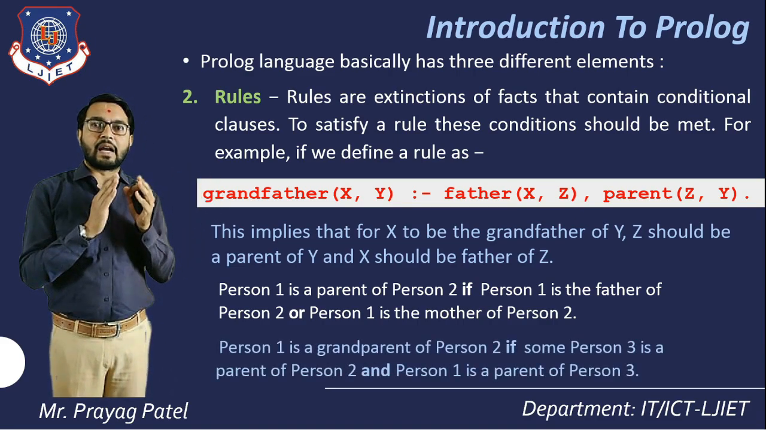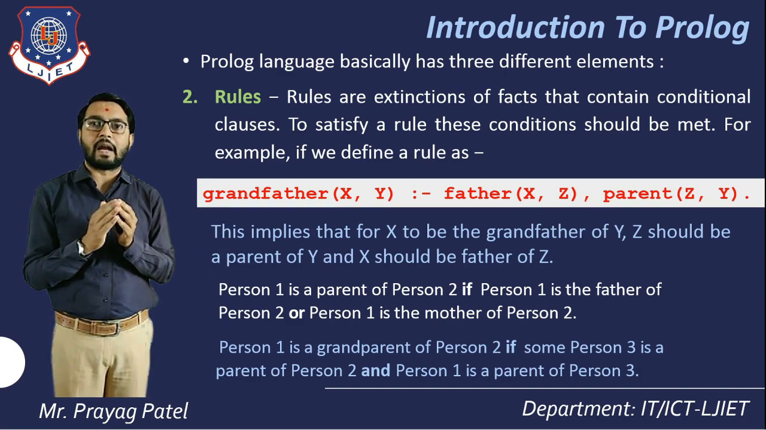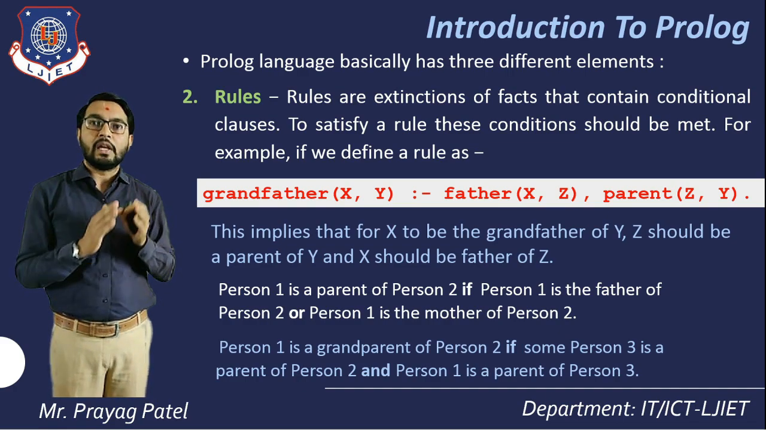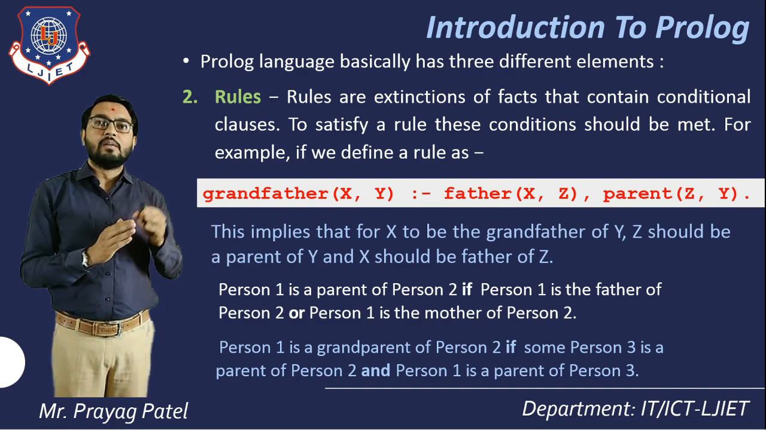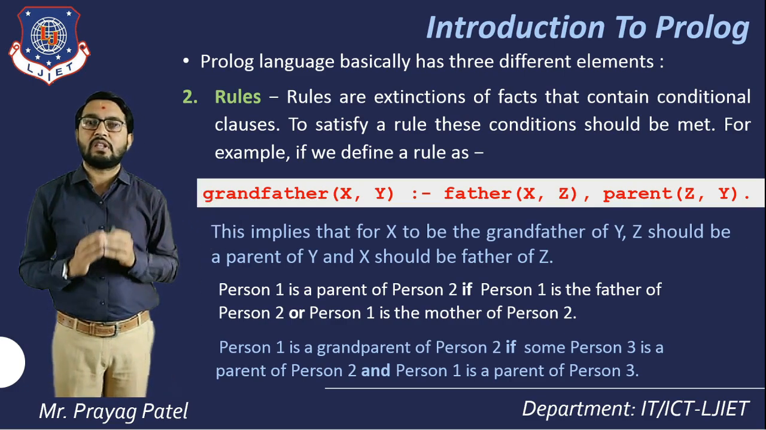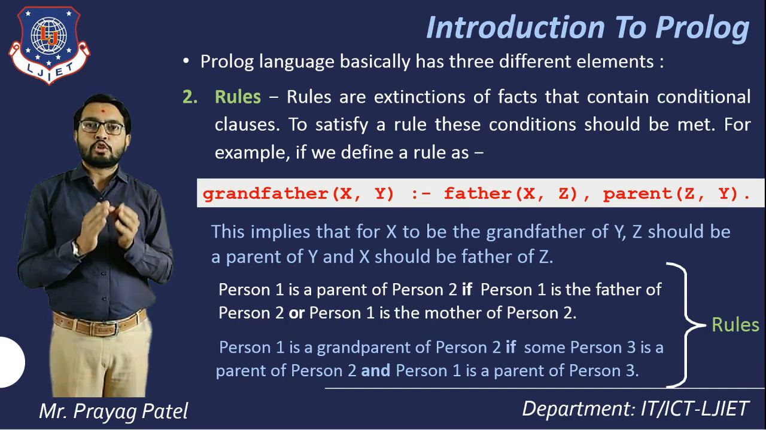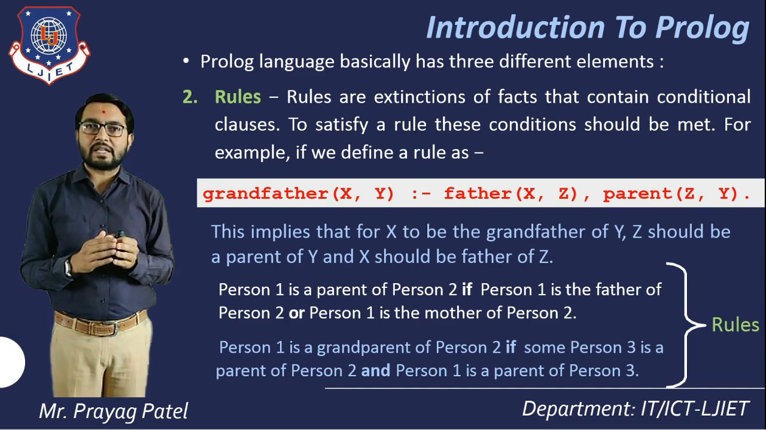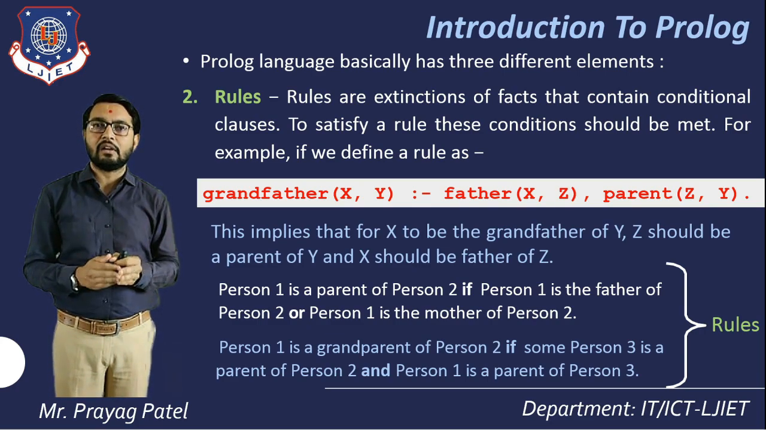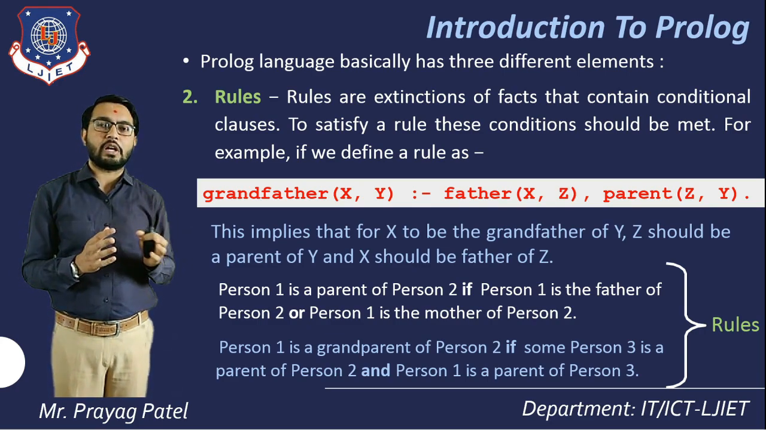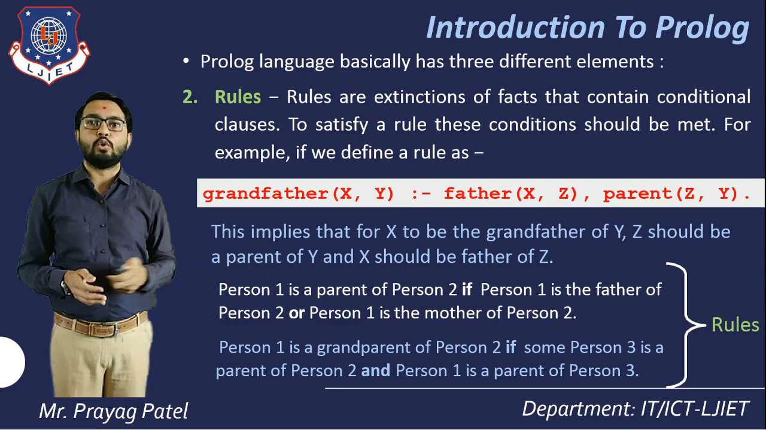Then we can say that this satisfies person 1 is a parent of person 2. Now another example is person 1 is a grandparent of person 2, if some person 3 is a parent of person 2 and person 1 is a parent of person 3. So these two are considered as examples of rules. So basically in a rule there are some conditions, not a simple statement, because a simple statement is considered as a fact that is always true. So a true statement is considered as a fact and a conditional statement is considered as a rule.